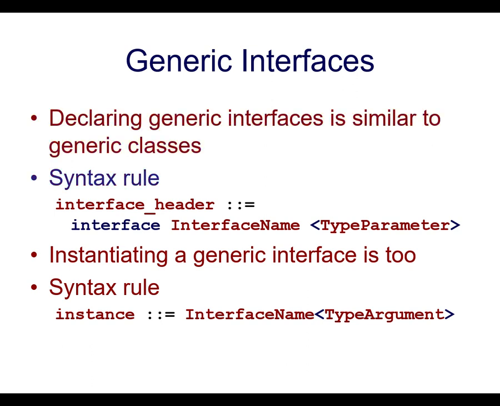Here is the syntax rule. Notice that, like with generic classes, a generic type parameter is placed after the interface name, and it is enclosed in corner brackets. The same lexical convention applies, which is using a single uppercase letter for the generic type parameter. The syntax for instantiating generic interfaces is similar to what we saw for generic classes as well. And here is that syntax rule. The generic type argument follows the interface name, and again, it is enclosed in corner brackets.